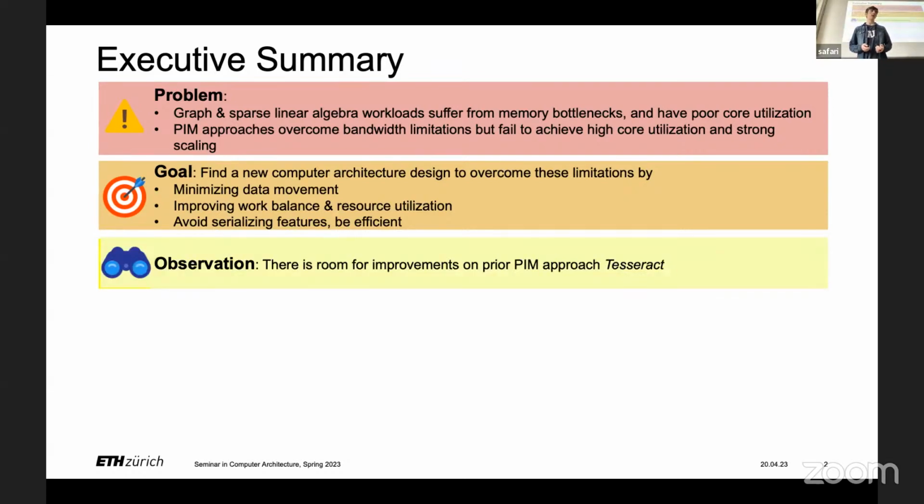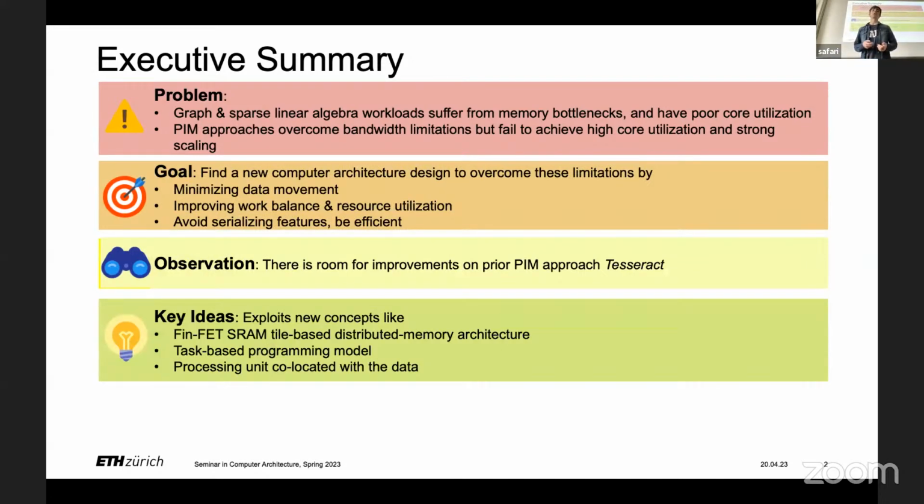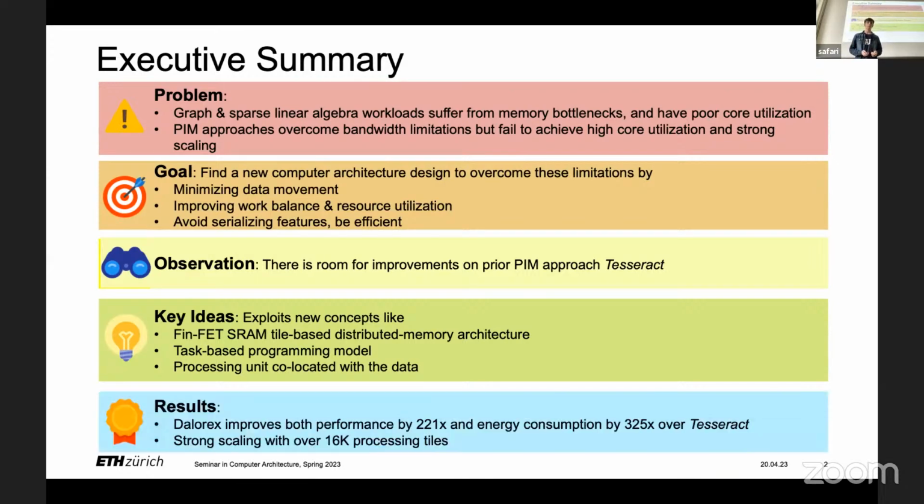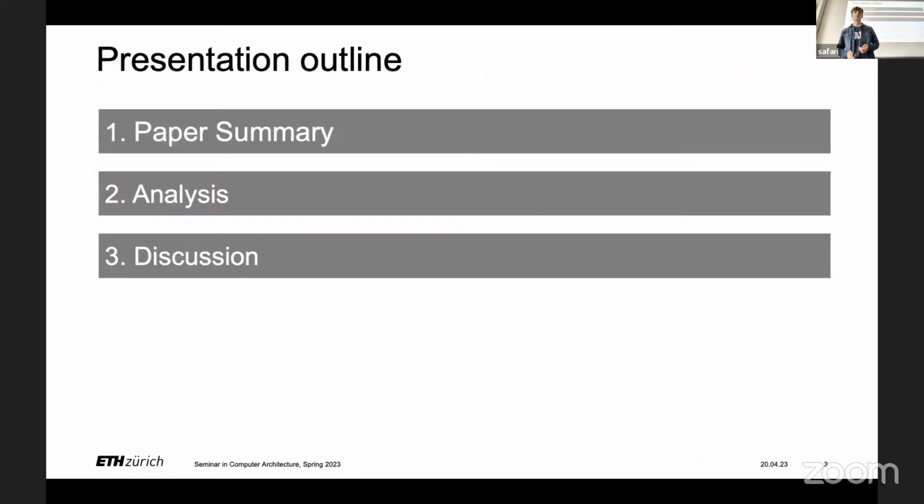The observation that was made is that there is much room for improvement on the prior processing-in-memory approach, Tesseract. So the key ideas are to exploit new concepts like FinFET SRAM, a tile-based distributed memory architecture, a task-based programming model, and also a processing unit co-located with the data. The final results are that Dalorex improves performance by 221 and energy consumption by 325 over Tesseract, and also achieves strong scaling with over 16,000 processing tiles.